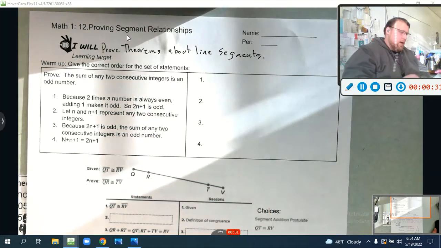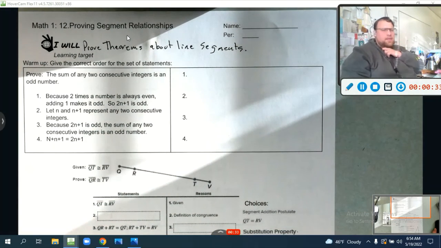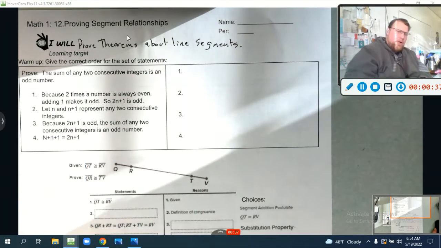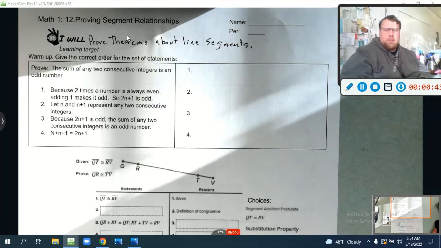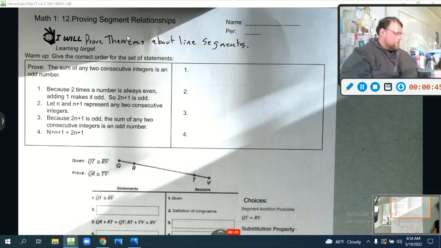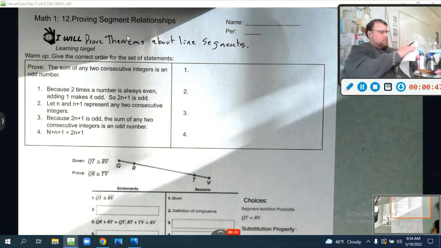Your warm-up today says give the correct order for the set of statements. I just want you to go ahead and write them out in the correct order, and it will end up becoming a paragraph proof. So take a minute, pause it, ready, set, go.